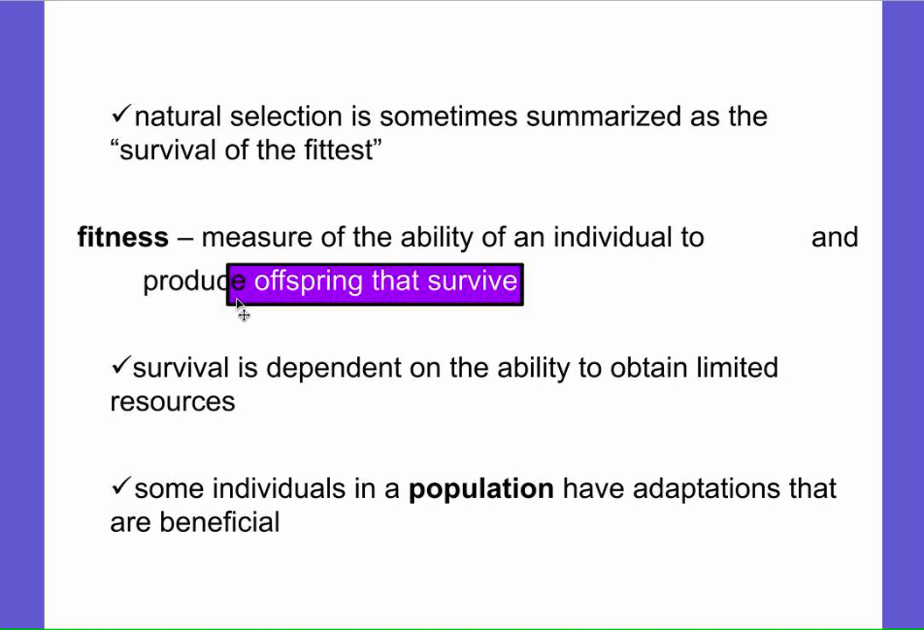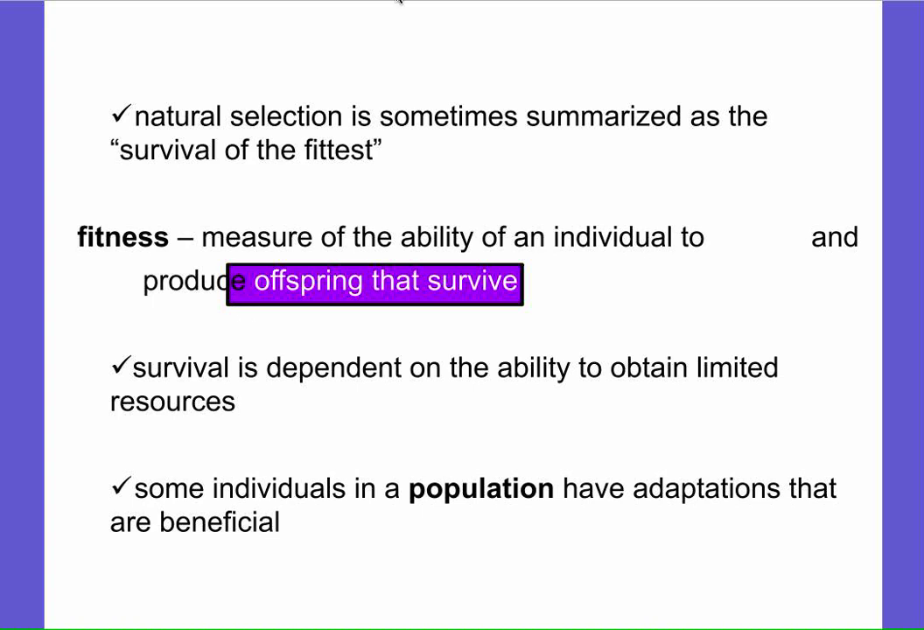So again, it doesn't actually really matter what it is. It just matters that it helps that organism survive. Right? Survival, as you can see below, is dependent on the ability to obtain those limited resources. So again, those adaptations are key. They help you get those resources. Right? Some individuals have those adaptations, and those are the things that are passed on.